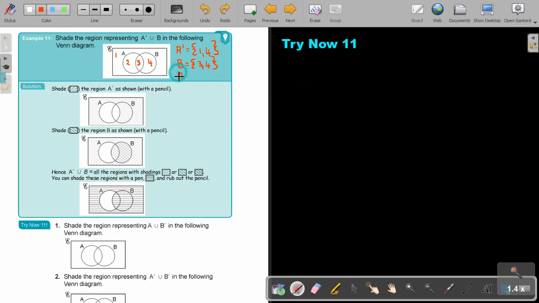So what will be A's complement union with B? So it's 1, 3, and 4. So I'm going to shade the region which is 1, the whole 1, which is 3, and which is 4. And this is exactly what happened there. So I think sometimes it's easier if you put in numbers than just going on the shading. But the shading will also work.